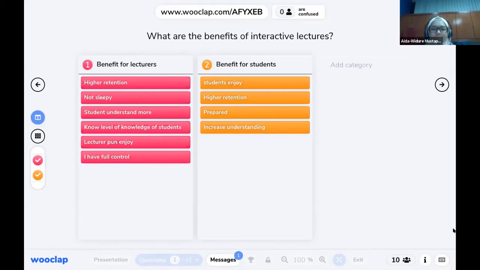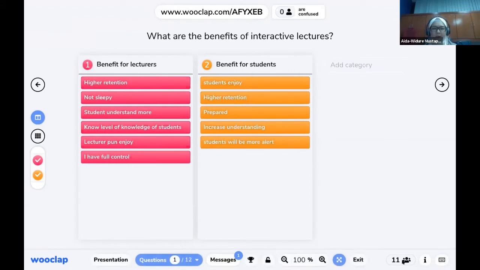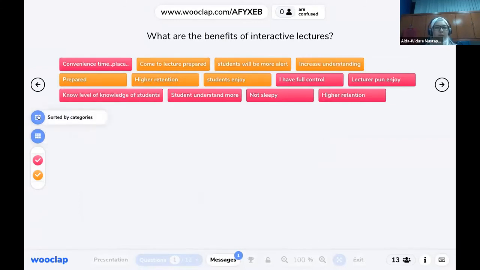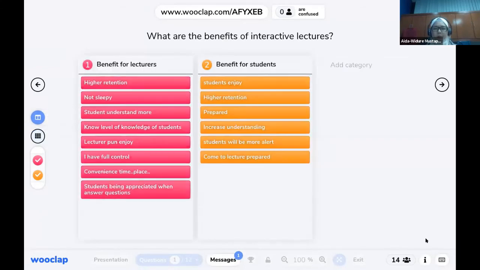Okay. Increased understanding. Anything else? Everybody should get about 10 points if I have 10 people. Students will be more alert. Increased understanding. Come to lecture prepared, yes. Convenience, time, place, yes. I agree with this. What is this button? Let me just sort my category. Oh, I can change it by grade. Sorted by grade. Students being appreciated when they answer questions. Okay, I think that should be for students, but yes, I agree.